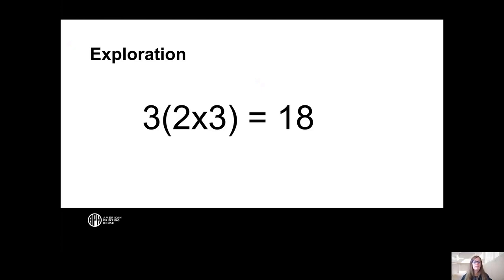So 1, 2, 3 times 2 is 6. And then our loop said to go 3 times of that inside loop. So then we need to multiply by that 3. So we should hear 18 sounds.